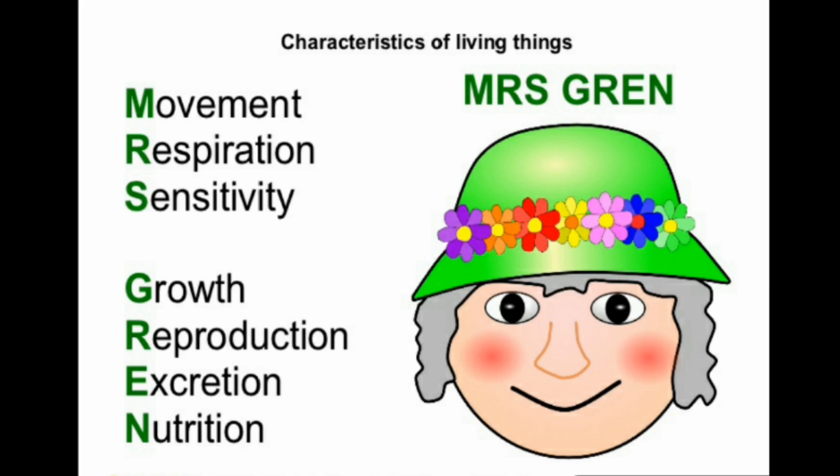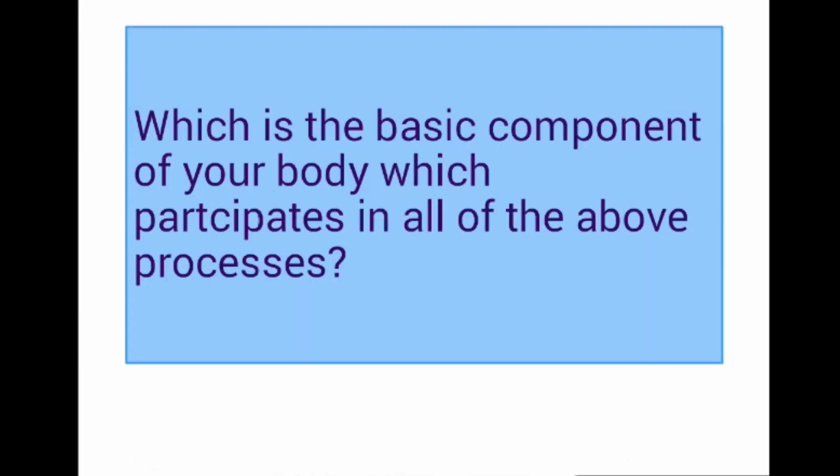And on the slide over here, I have a very famous analogy of biology, Mrs. Gren. Mrs. Gren stands for the 7 essential life processes that are found in living things: movement, respiration, sensitivity, growth, reproduction, excretion, and nutrition.